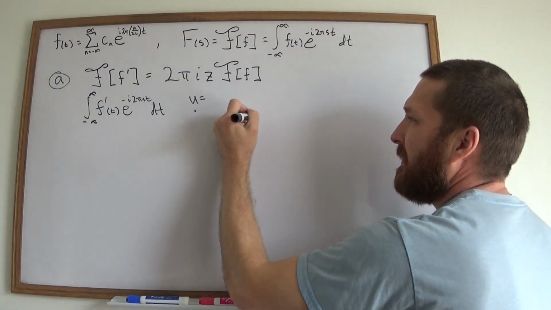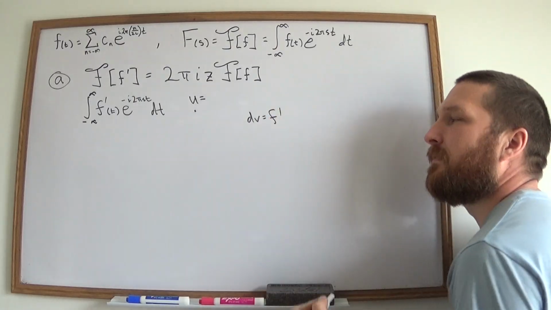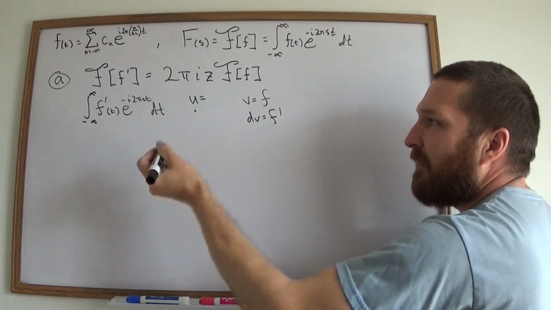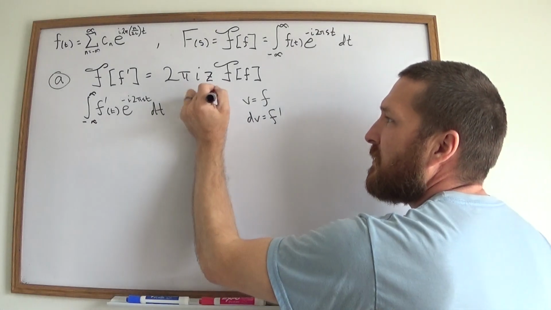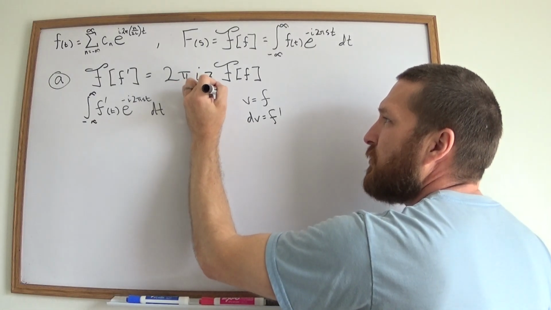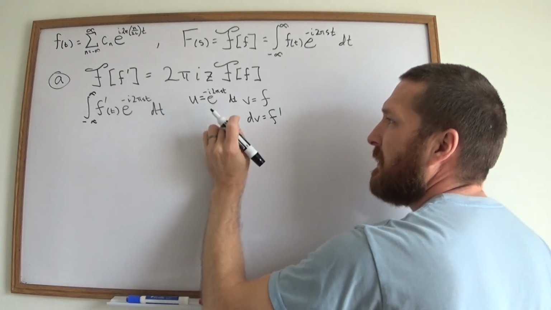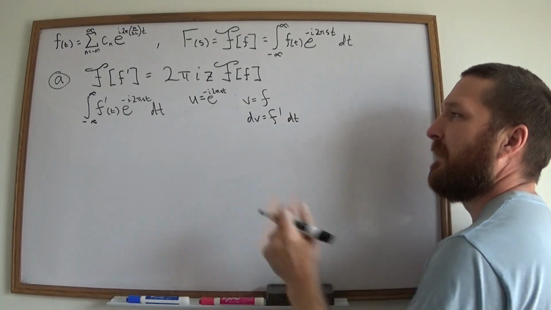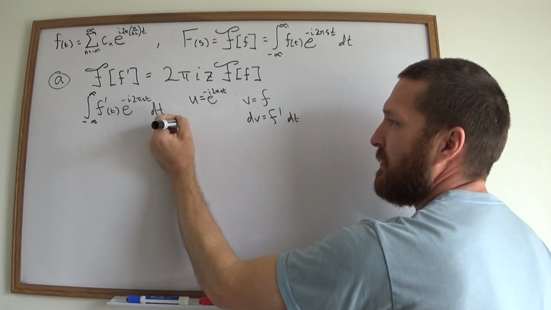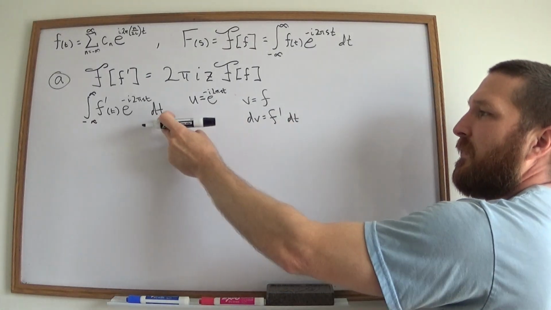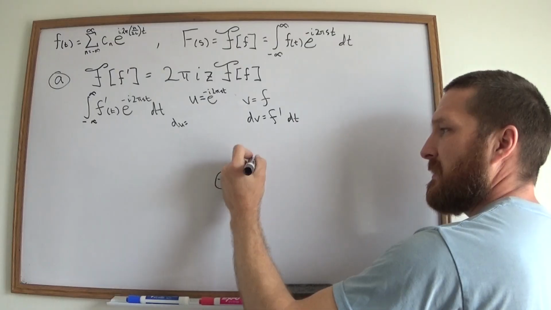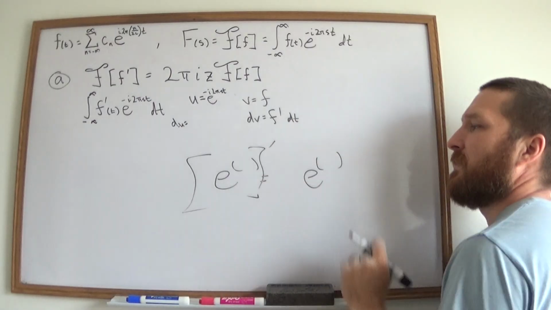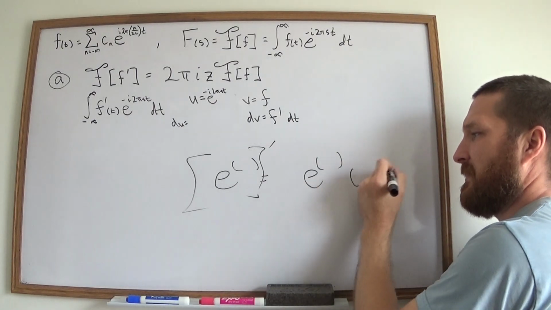So I'm going to let my dv be the thing whose antiderivative is the original thing. Everything else is going to be the u. So that's e to the minus i 2 pi st dt. And when I take the derivative, du, this is the derivative with respect to t, so e to the stuff is just e to the stuff. Then I need to multiply by the derivative of the stuff.